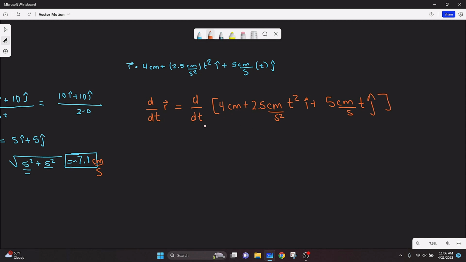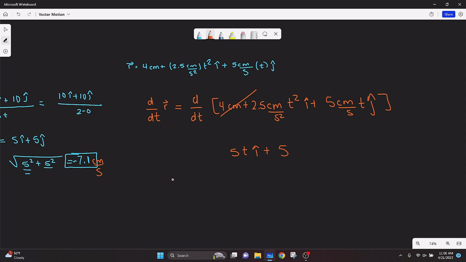And so the derivative of this is going to be, use the power rule, this cancels out, constant. We get 2 times 2.5, which is 5. 5t I hat plus, t gets gone, plus 5. That is the derivative of this.